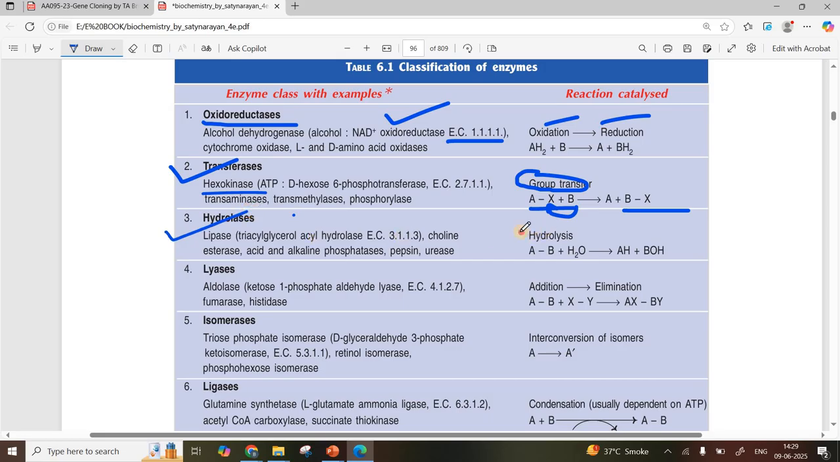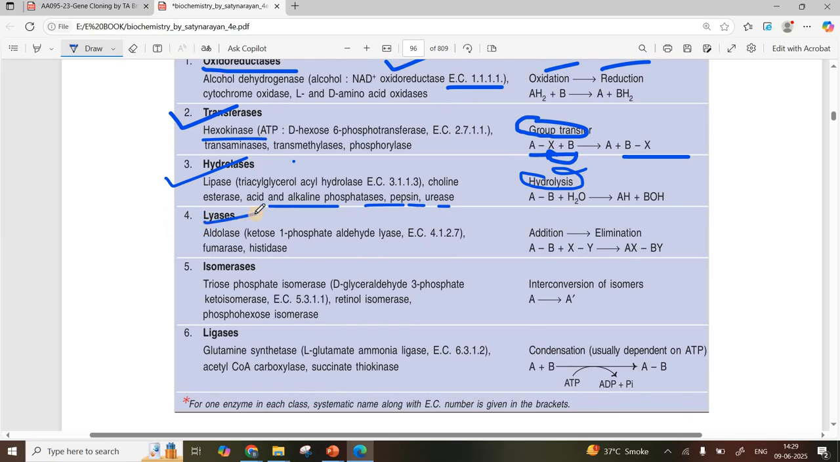Hydrolases carry out hydrolysis reactions. Alkaline phosphatase, pepsin and urease are examples of hydrolases. Then lyases. Please remember that lyases and ligases are different. Lyases are for addition or elimination reactions. Examples are aldolases, fumarases and histidinases.